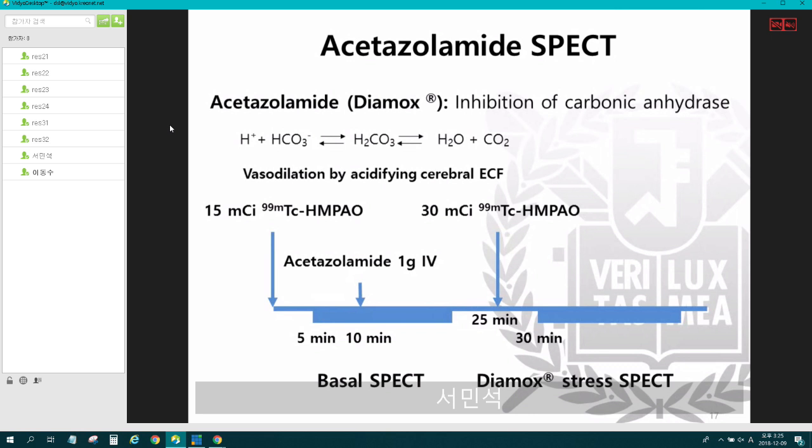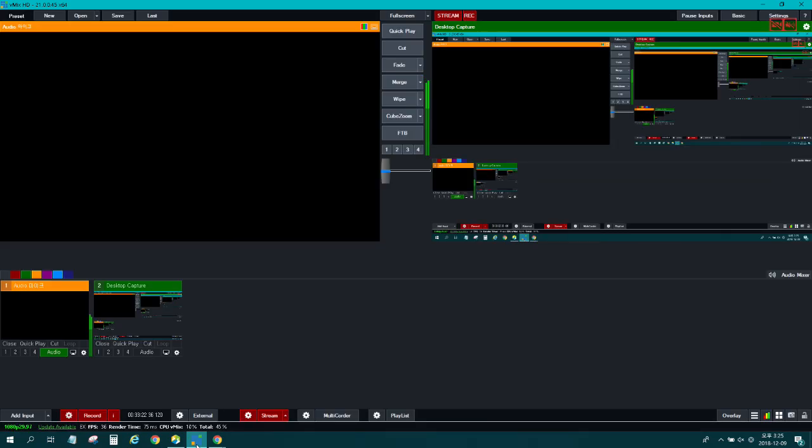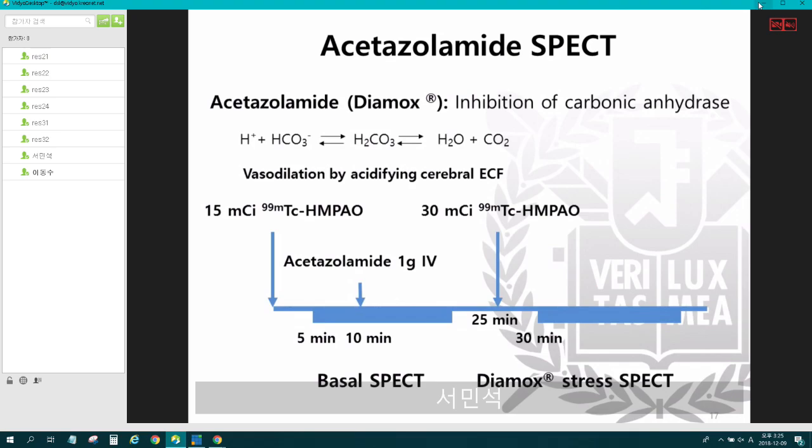So CO2 is produced here, and it's blocked. Then CO2 is accumulating. It's different in lungs. Why? Because in lungs, CO2 is not produced here, and here is blocked. That's the reason why Diamox is dangerous in COPD patients, aged COPD patients.